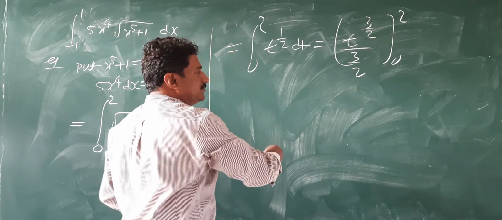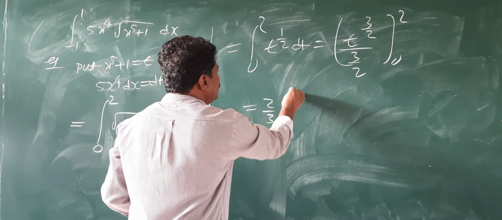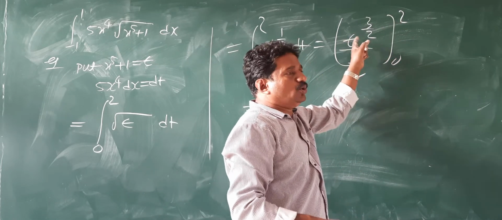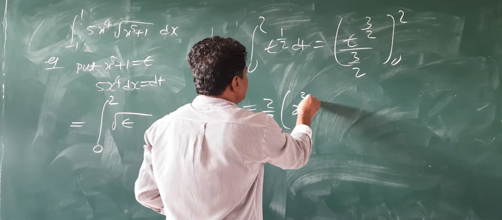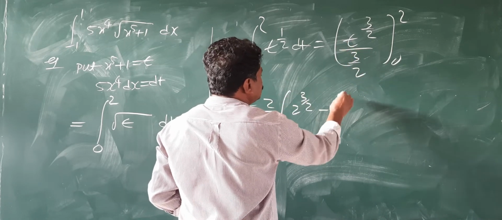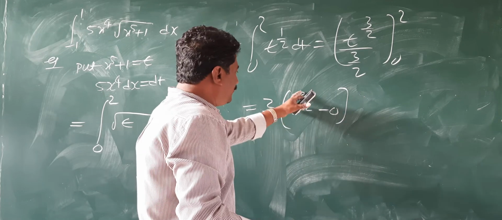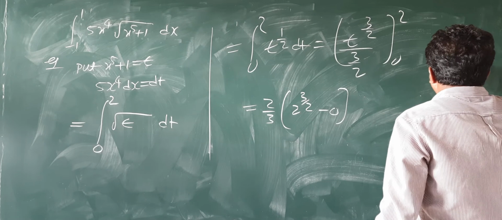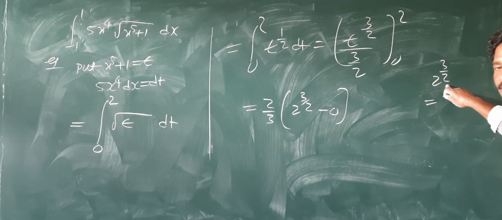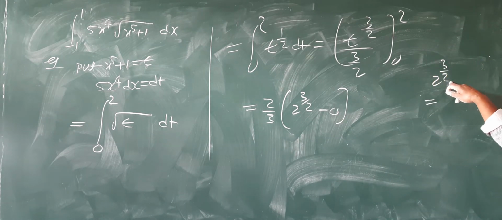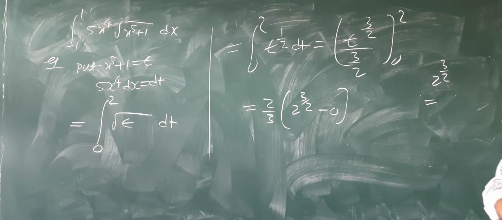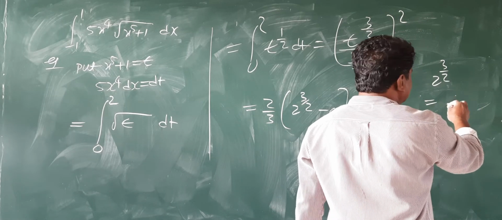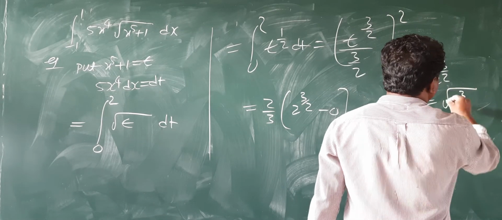So reverse it: 2 by 3 into upper limit minus lower limit. So tell me how much is t? 2 power 3 by 2 minus lower limit 0. 0 power anything is 0. So 2 power 3 by 2. Right? 2 root 2. 2 power 3 by 2, it is 1 by 2. 1 by 2 means what? Square root. 2 root 2. 2 cube is 8, so root of 2 cube.